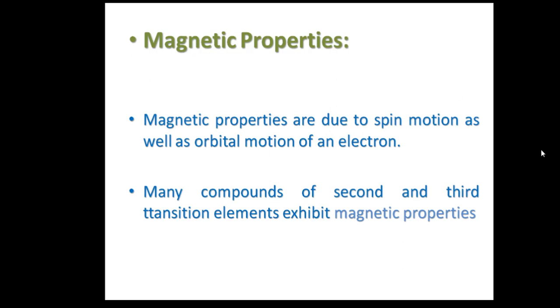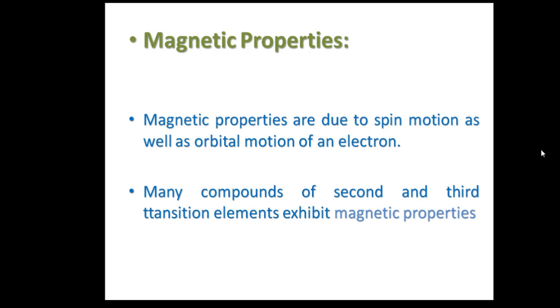And there are substances which are attracted to the magnetic field. It means that attraction is associated with paramagnetic behavior, and we also know that repulsion is associated with diamagnetic behavior. And that is the reason paramagnetism is the property of unpairedness of electrons.